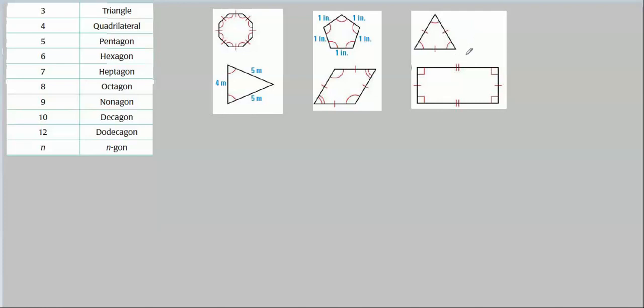What do we have down here? Well, we have these marks here which show us that each one of these is a right angle. So it's equiangular. But we have these little hash marks to tell us that these two sides aren't the same. So it's not equilateral, and it's not regular.